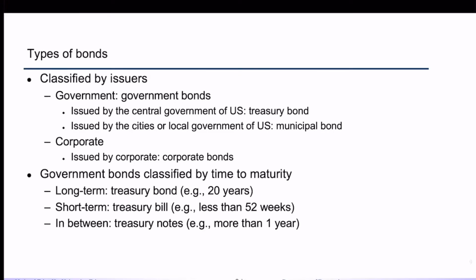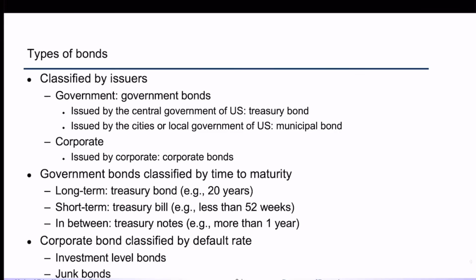Government bonds can also be classified by time to maturity. If the time to maturity is more than 20 years, we call it the treasury bond. If it is short, for example less than 52 weeks, we call it the treasury bill. And for the maturity in between the short term and long term, we call it the treasury note. It can be more than 1 year but less than 20 years.